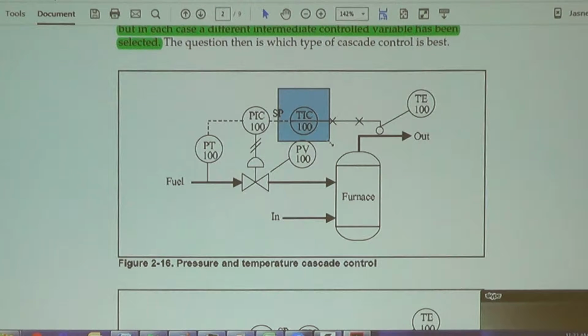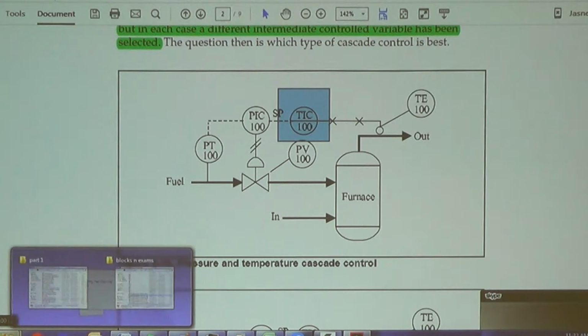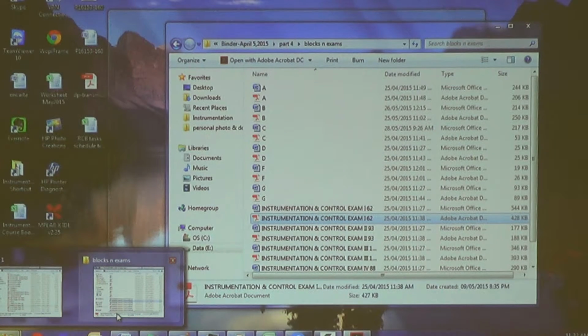Yes? And what is the input to the TIC? What is the symbol? Let me open it up again.